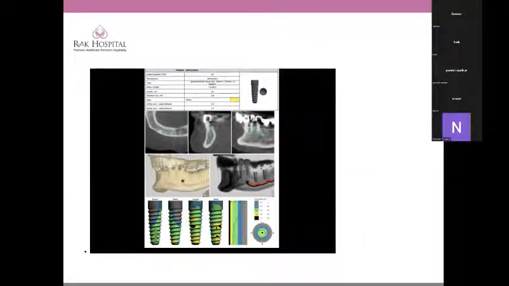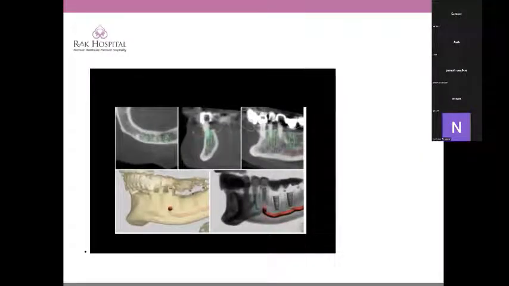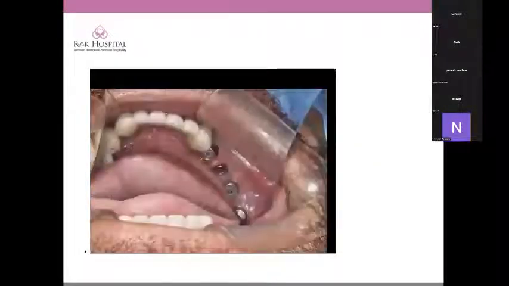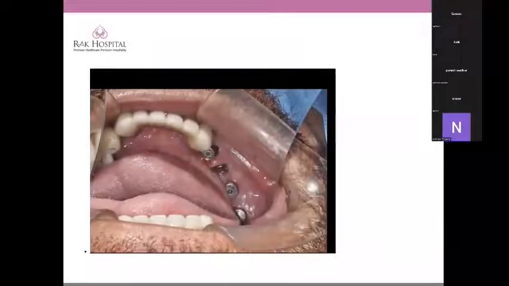Again, a different situation: left lower jaw, multiple teeth missing. Again, we have the CT data, we have the digital data, and we merge them together. That's a guide. You can see 3 implant positions in the guide. The guide is fitting well in the mouth. Just give local anesthesia, go with your sequential drills, and place the implant. You can see the implants in the mouth. And absolutely, patient acceptance is very, very high when you're doing such procedures.